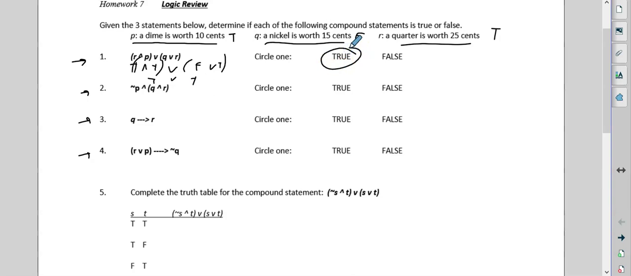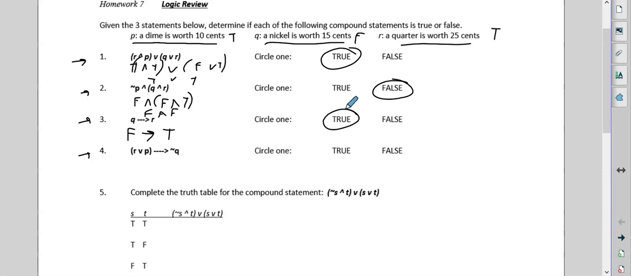Okay. Number 2, not P. So P is a true statement, so not P is false. And Q and R, false and true. Well, that's a false statement, so we have false and false, which is false. Here we have if Q, then R, and that's true. Remember, with an if then, the only time it will be false is if it's T arrow F.